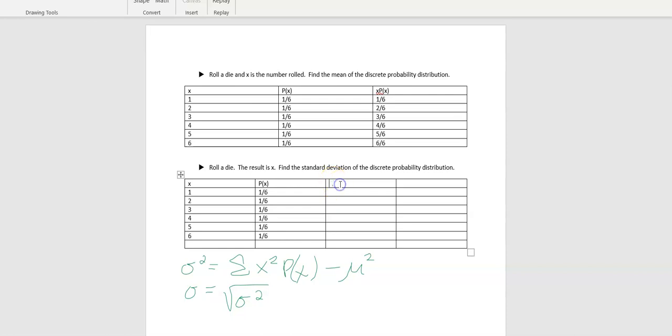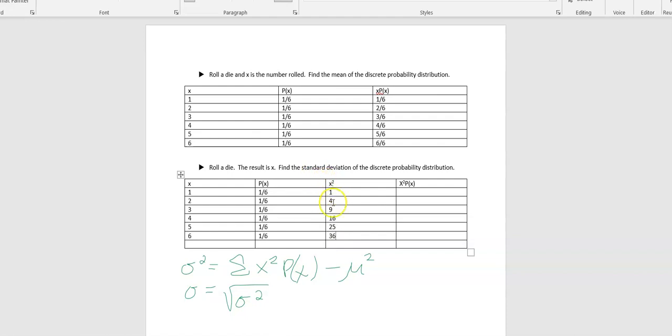which I will call the x squared column. And then I'm going to make a x squared times p of x column. All right, so x squared, we're going to go over here to all of our x's and we're going to square them. So 1 times 1 is 1. 2 times 2 is 4. 3 times 3 is 9. 4 times 4 is 16. 5 times 5 is 25. And 6 times 6 is 36.